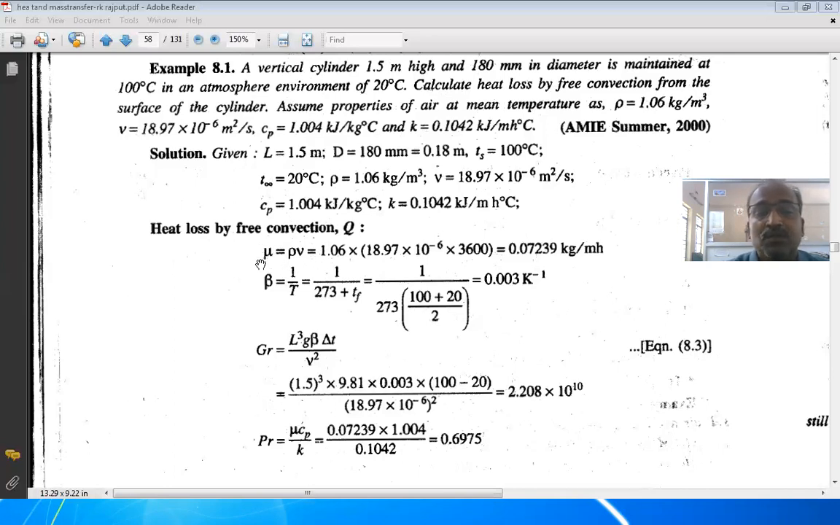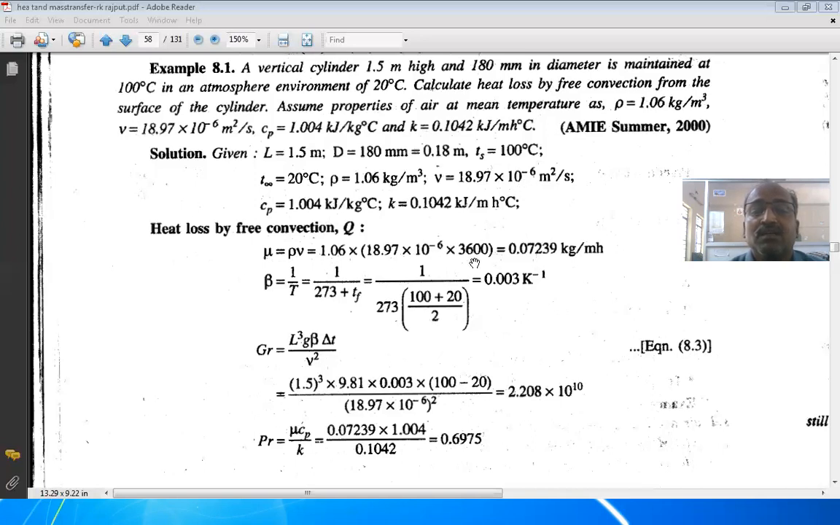Dynamic viscosity symbol is mu, that is density into kinematic viscosity. At the bottom of the heat transfer data book, you can find that equation. Whenever you open the page for the properties of the air, only kinematic viscosity in some cases will be given. So you have to multiply with the density, so we will get the dynamic viscosity. So dynamic viscosity is equal to density into kinematic viscosity. Simply we have to multiply 1.06 here and 18.97 into 10 raised to minus 6.